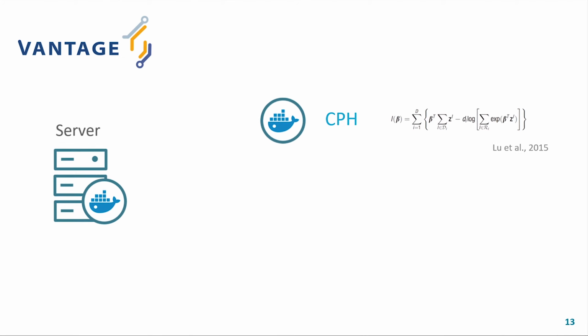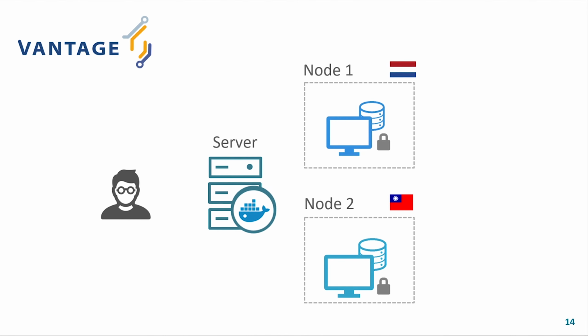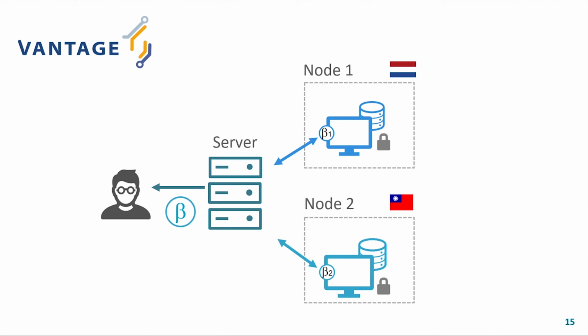Then, the server dispatched an image of the federated algorithm container to each party. Afterwards, each party used its own data to compute an intermediate beta coefficient. This aggregated coefficient is sent to the server, where it was updated and sent back to the parties for a new iteration. This process went on and on until the betas converged. Then they were used to obtain the coefficients of the global model.